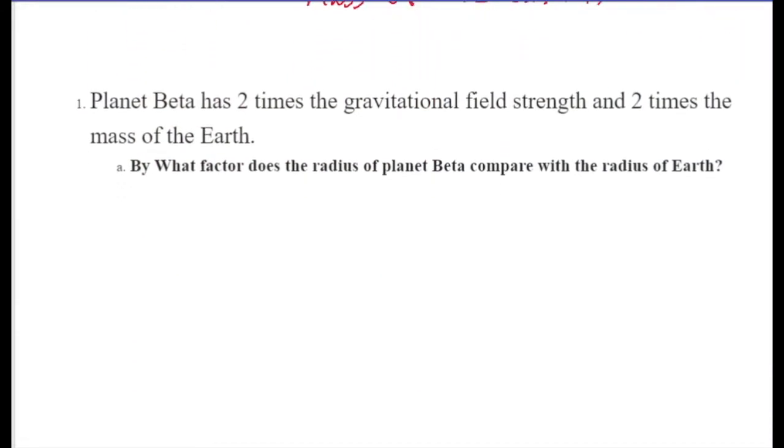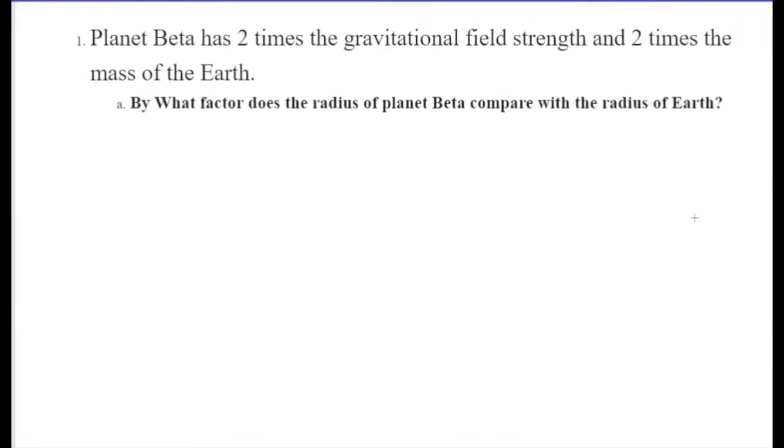The next one now has a planet called planet Beta, and for this one, our gravitational field strength is still 2 times as big, but now our mass is what's being manipulated, and we're going to double that mass. We want to figure out what the radius of this planet is compared to the radius of the Earth. So let's go ahead and do the same thing we did before. Write our equation down, a equals G times m over r squared.